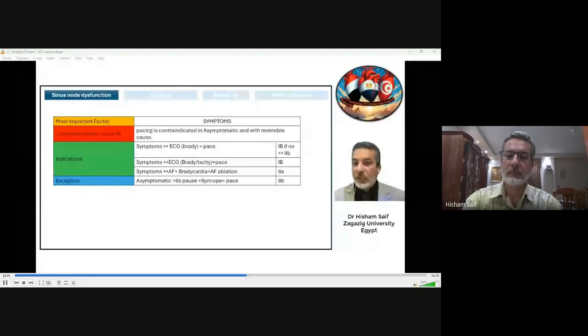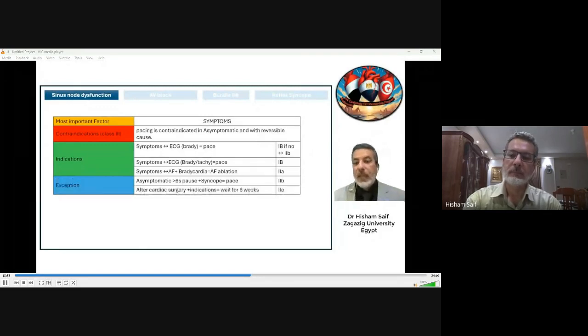The first exception is in patients who have a history of syncope, and we were not able to correlate it with any ECG phenomena, although during Holter recording he has asymptomatic pauses of more than 6 seconds.